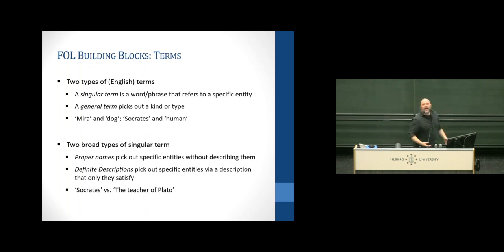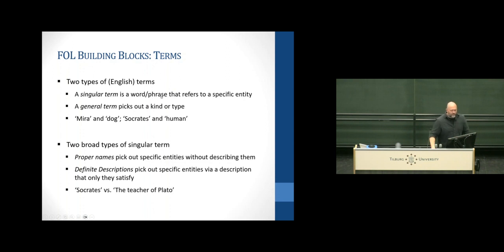Take Mira and dog. Mira is a singular term. If it picks anything out, it picks out my dog. Whereas dog is a kind of name for the kind or the species or the type. A very confusing one is, of course, Piglet from Winnie the Pooh and Piglet, the type of thing that he is. But you can see the difference, right? A singular term purports to name an individual object. A general term names something like a kind. So those are both types of terms. Sorry, I think I said name earlier.